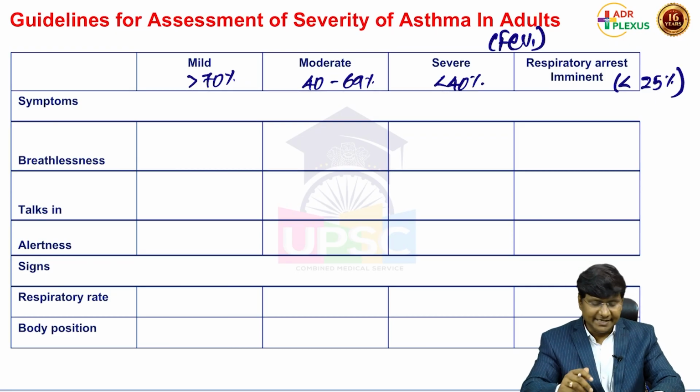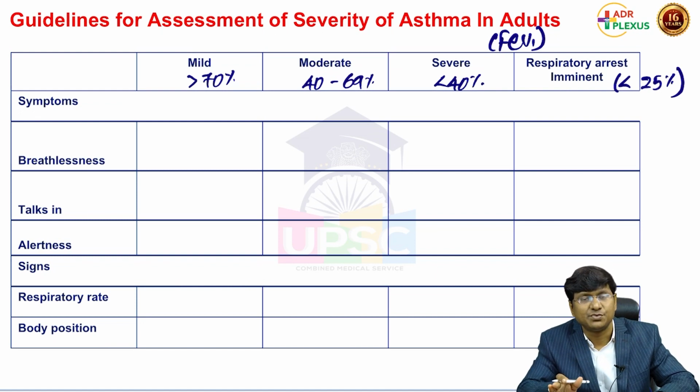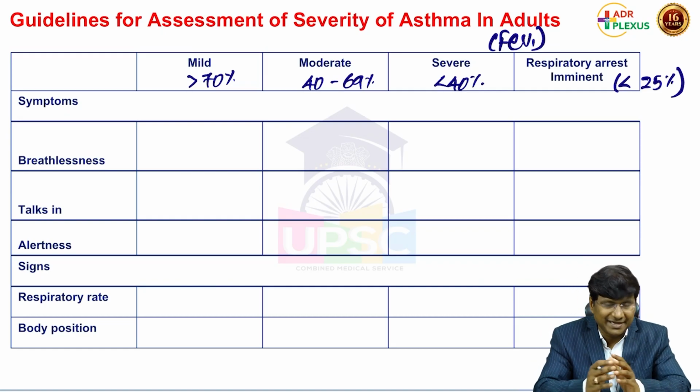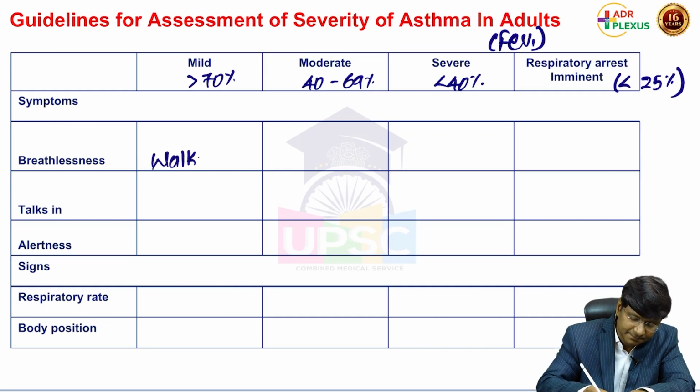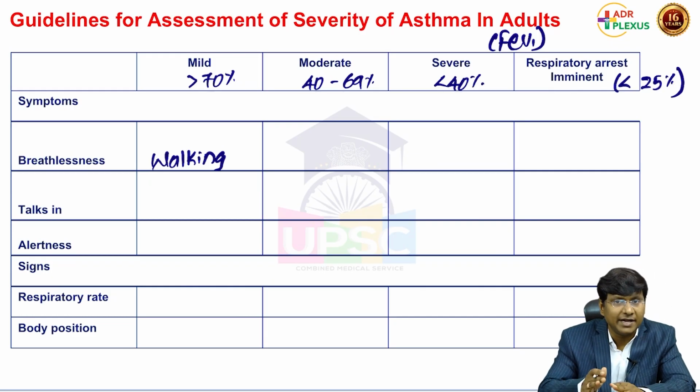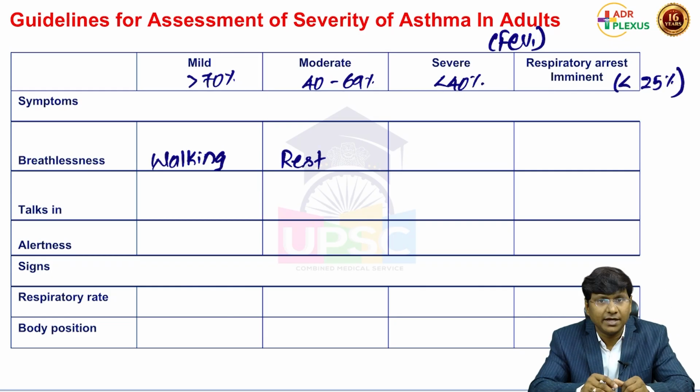Okay, now let me discuss the symptoms and the examination findings in case of mild, moderate, severe, as well as the respiratory arrest, which is nothing but the status asthmaticus. So you take breathlessness. Breathlessness in case of mild will be there only while walking. Whereas in moderate, the breathlessness will be there even at rest, and the breathlessness will limit the activity of the individual.